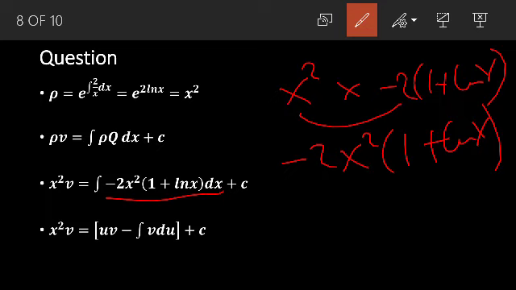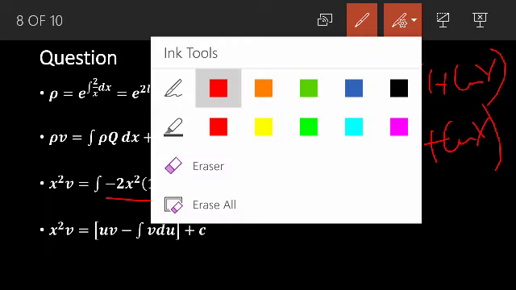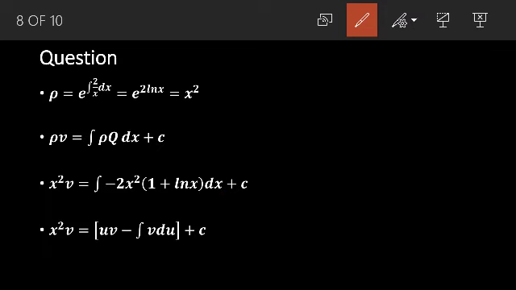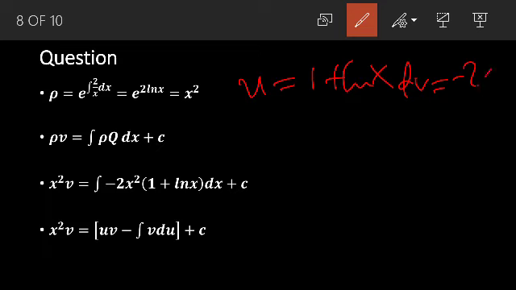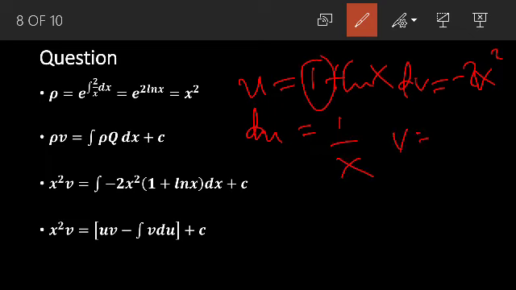And we need to integrate this, and the only way we can integrate that is using integration by parts, where we start by saying our u here would be 1 plus ln x, because we can differentiate ln x but not integrate it. Then our dv is minus 2x squared. From u we can find du: differentiating ln x gives 1 over x, differentiating 1 gives 0. Then from dv we find v, integrating minus 2x squared, which gives minus 2x cubed all over 3.